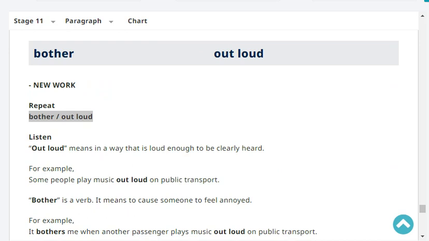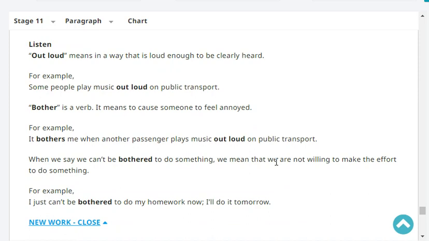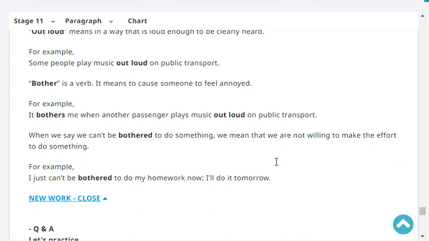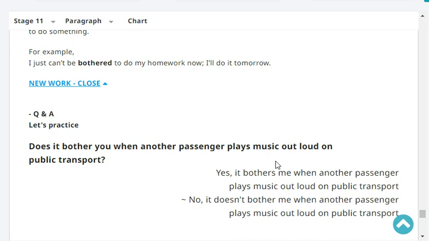Out loud means in a way that is loud enough to be clearly heard by other people. For example, some people play music out loud on public transport. Bother is a verb. It means to cause someone to feel annoyed. For example, it bothers me when another passenger plays music out loud on public transport. When we say we can't be bothered to do something, we mean that we are not willing to make the effort to do something. For example, I just can't be bothered to do my homework now. I'll do it tomorrow.